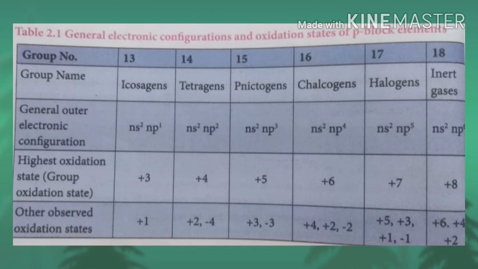That is, it can gain electrons or sometimes it can lose electrons. Then for the 15th group, it is +3 and -3. For the chalcogens, it is +4, +2, -2. And in the halogens, just consider the negative oxidation state, it is -1. So most probably halogens can form -1. And for inert gases, it is +6, +4 and +2. So these are all the various oxidation states of the elements present in groups 13 to 18.